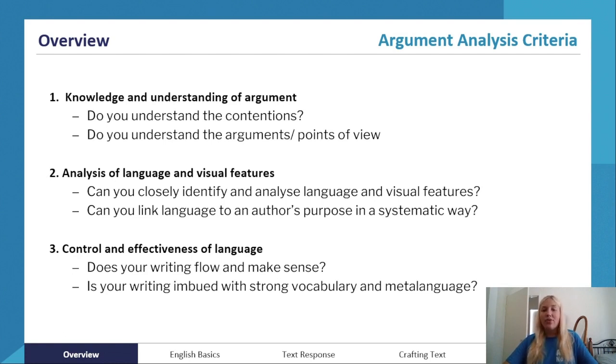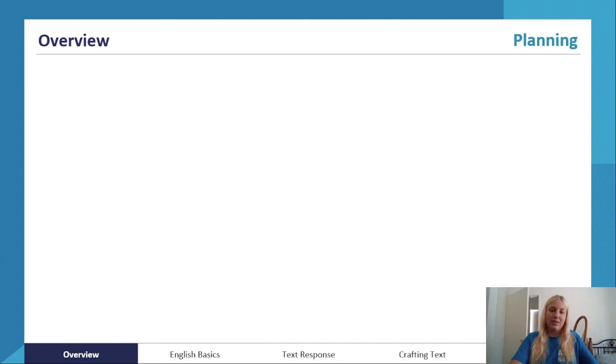So you need to have a lot of vocabulary under your belt for this task, and make sure you're not just using the typical persuasive language techniques that everyone always finds, and you add some more complex ones in there. So, of course, control and effectiveness of language is still assessed.